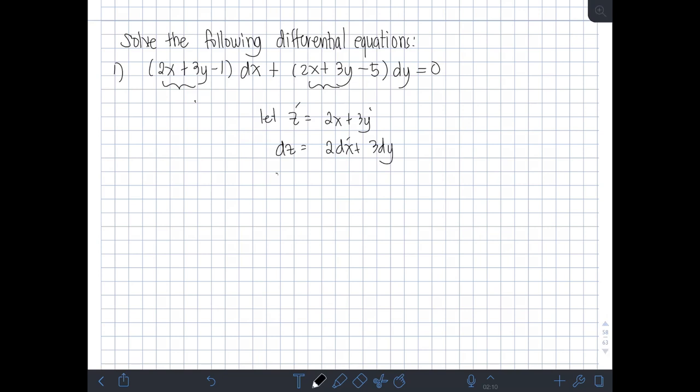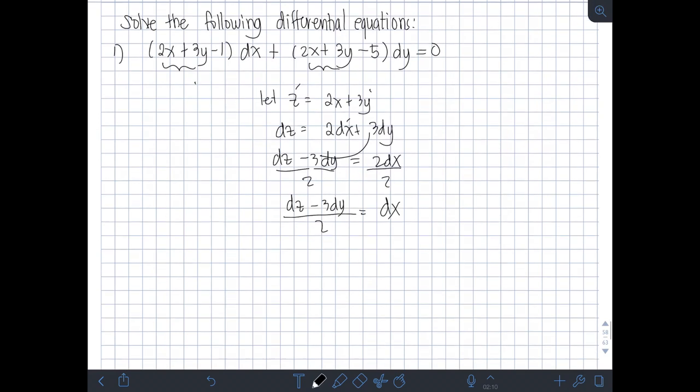Okay, so, magiging dz, transpose ko dito si 3dy, so dz minus 3dy equals 2dx. So, divide both sides by 2, we have (dz minus 3dy) over 2 is equal to dx. Okay, so ngayon, substitute natin sa original equation. So, itong 2x plus 3y is z na lang, then minus 1, then dx is ito, yung sinolve natin na (dz minus 3dy) over 2, and then plus, so itong 2x plus 3y, z na lang uli, and then minus 5, then dy, copy lang, equal 0.